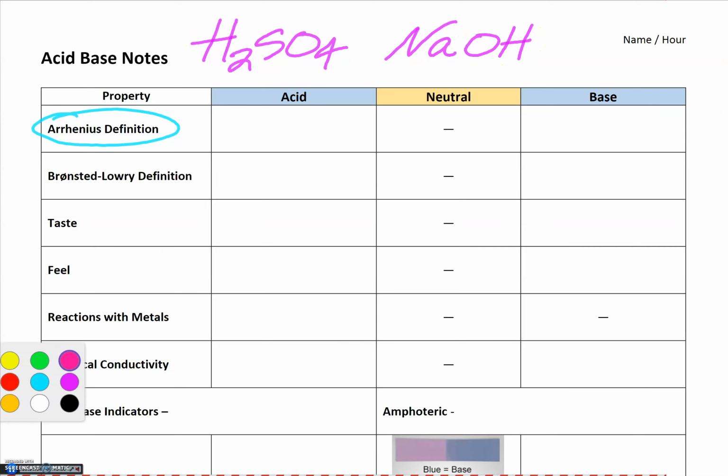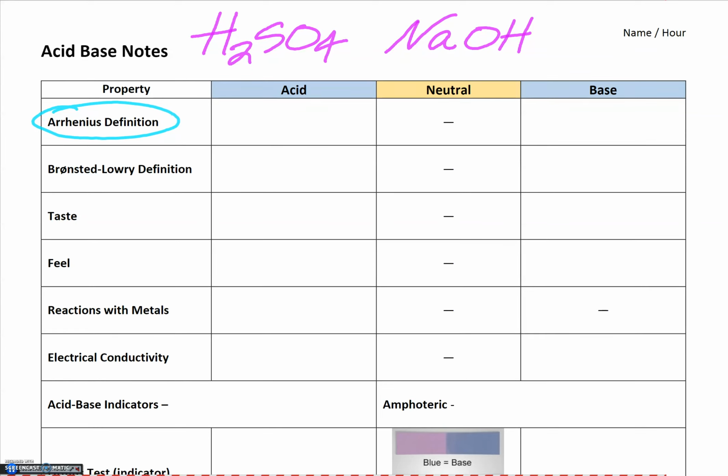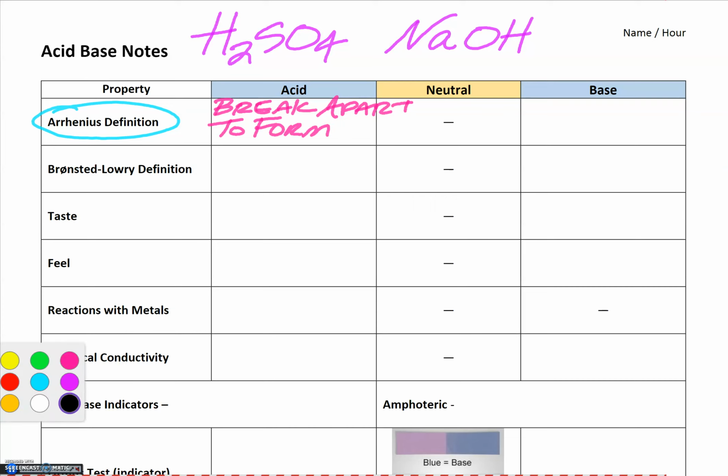So if we go down here, the Arrhenius definition says that an acid is going to break apart to make hydrogen ions. The fancy word for that is dissociate, but we're just going to say it's going to break apart to form hydrogen ions. So H+, that is a hydrogen ion.